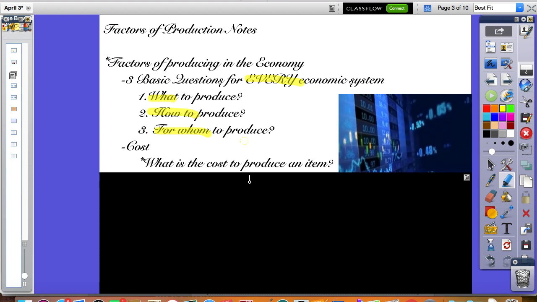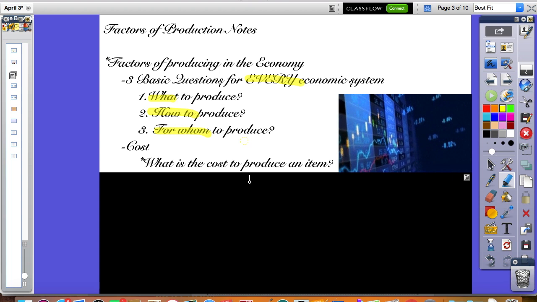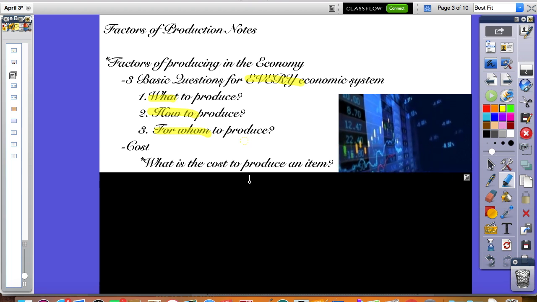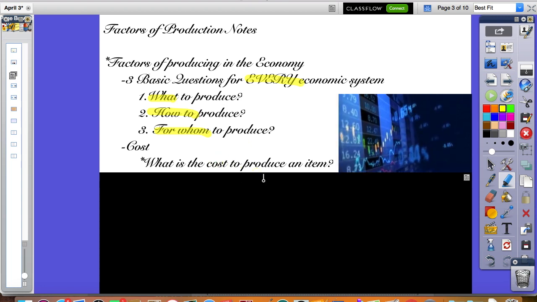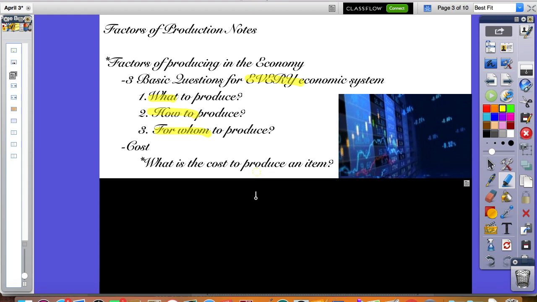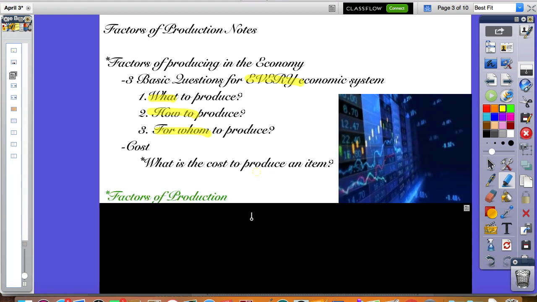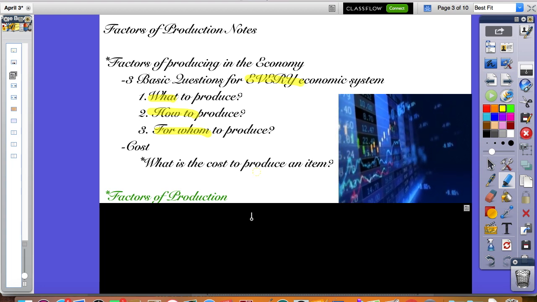This doesn't take into consideration bills to be paid for how the phone was produced, the manufacturers, who's producing it, people working at the plant, all that good stuff. But what is the overall cost to produce any given item? That leads us to our basic factors of production.